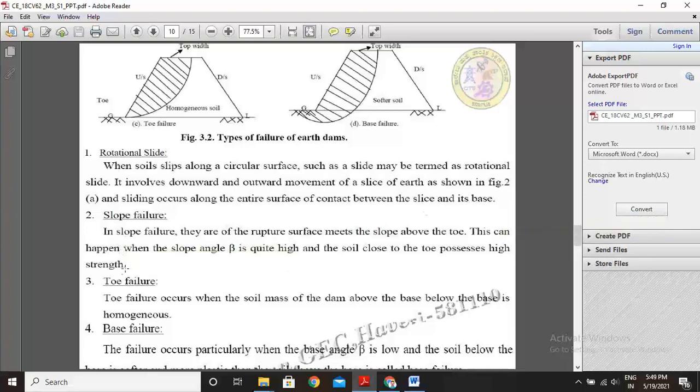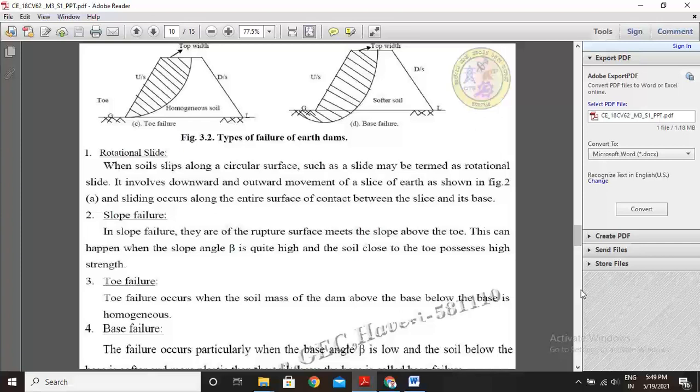Slope failure. In slope failure, the rupture surface meets the slope above the toe. This can happen when the slope angle beta is quite high and the soil close to the toe possesses high strength. So this is slope failure.